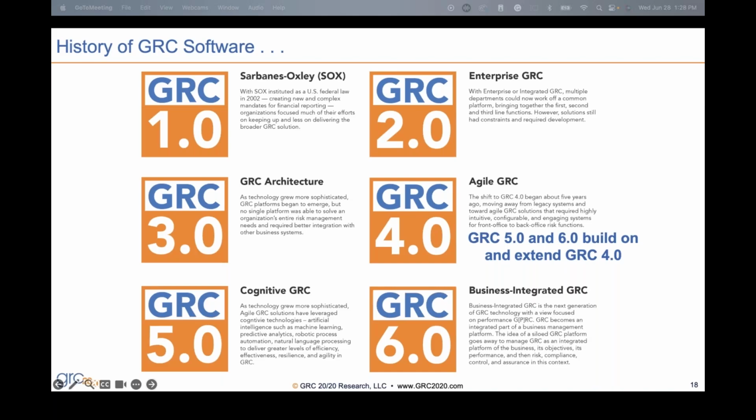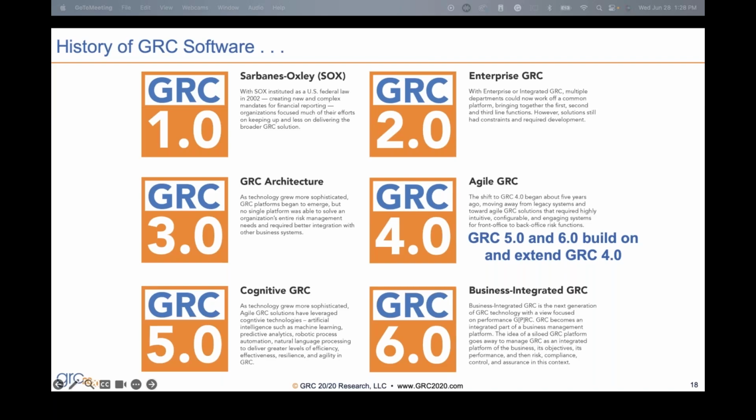But there isn't one platform that does everything. There's a lot of platforms for workflow and forms and tasks, but they didn't automate controls in the environment. And so more and more, there's different types of systems and technology needed. So we moved into GRC 3.0, what I call GRC architecture. There can still be a core platform to document the risks and controls, but we needed separate types of solutions to be able to automate and manage specific control areas as well as other areas of risk and compliance.